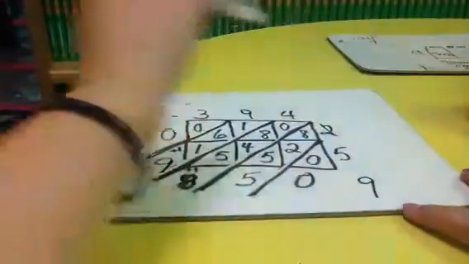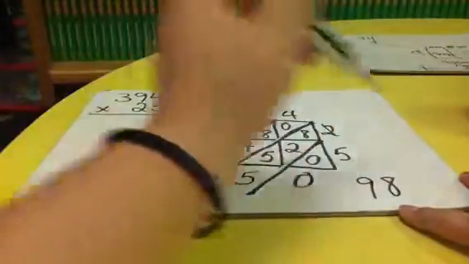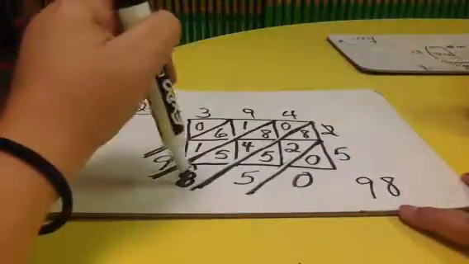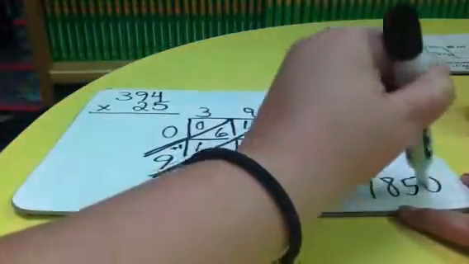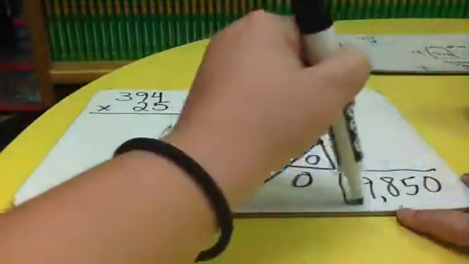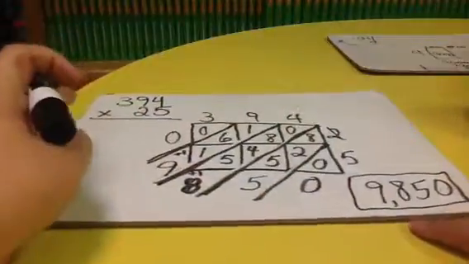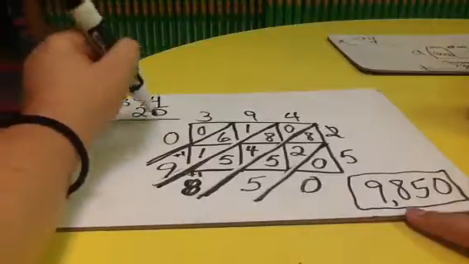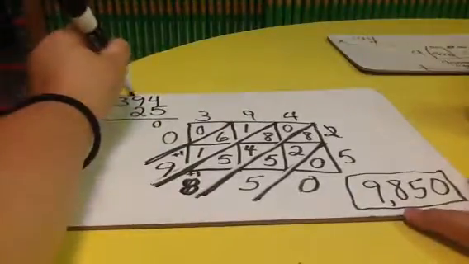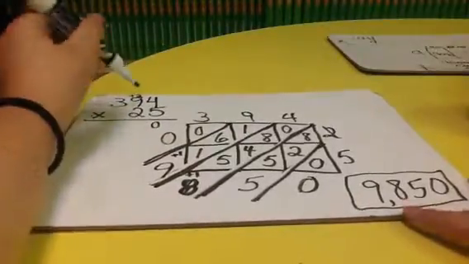We have to rewrite that because we can't leave it in the lattice. 9,850. I'm going to put a box around it so I can find my product easily. And I'm going to check myself using the standard algorithm just to make sure that I'm correct.